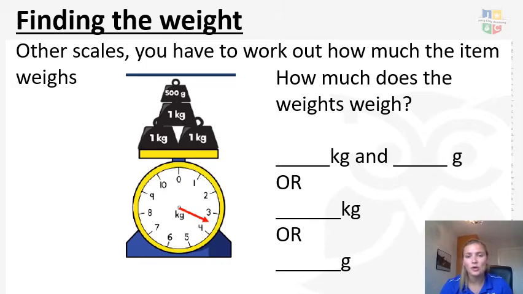So the first thing I need to do is look at how much the weights weigh. So remember from last time what were our steps to success? First thing we need to do is look at what the unit of measure is. So I can see from this it's in kilograms. The second thing I need to do is look at the increments to see what the measurements are going up in. So if I look at my weighing scales, I can see that they are going up in 1 whole kilograms. So I can see where my hand is. Now my hand is halfway between the 3 and the 4. So I will know that it will be a number between 3 kilograms and 4 kilograms.